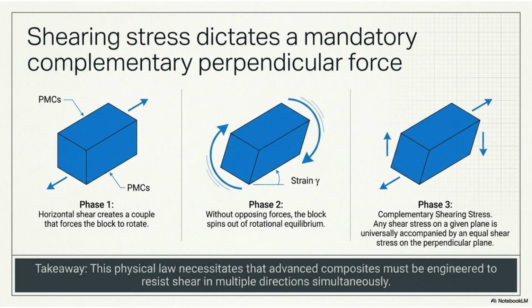Shearing stress dictates a mandatory complementary perpendicular force. Horizontal shear forces create a couple that forces the block to rotate. Without opposing forces, the block spins out of rotational equilibrium. This necessitates that advanced composites are engineered to resist shear in multiple directions simultaneously.